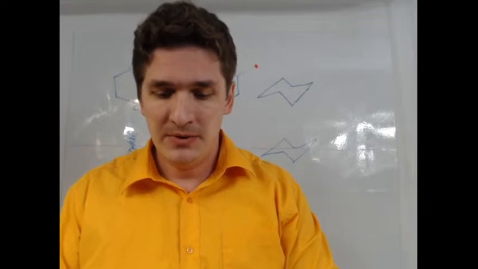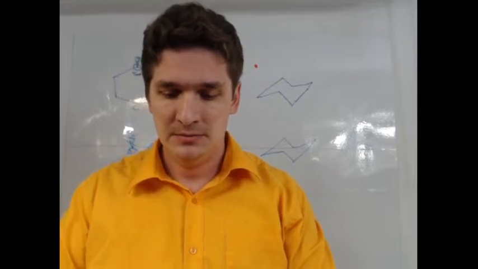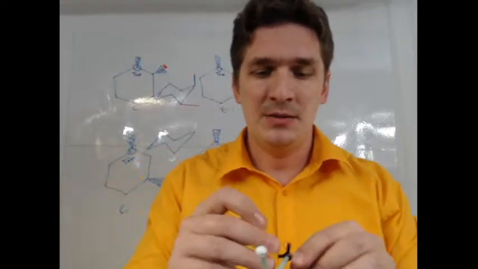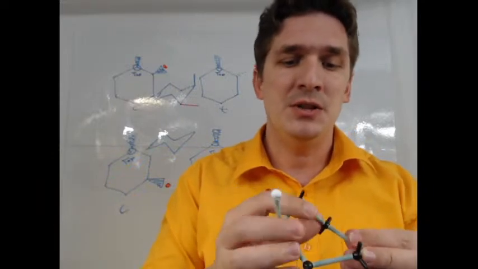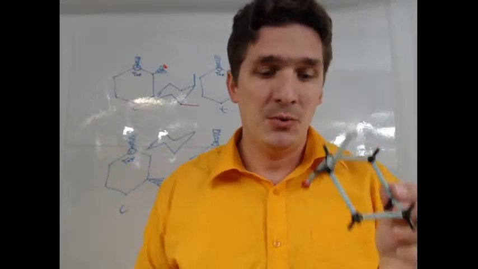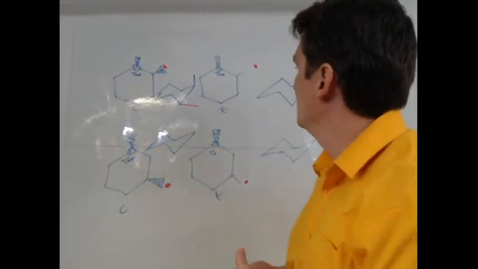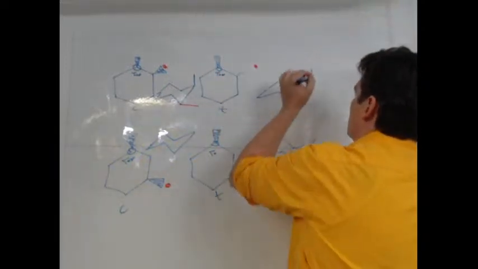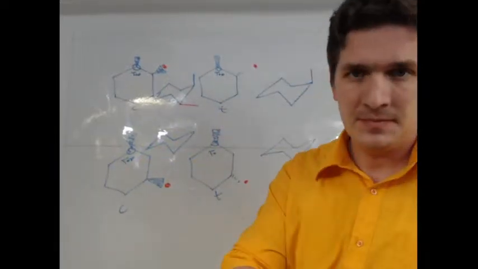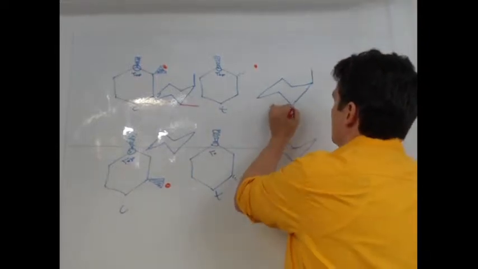Now let's go back to the flat model. And this time we're going to have them trans, on opposite sides of the ring. And when I bend the ring to get it back, now they're both axial. So my lead carbon is up, and my next one is down.